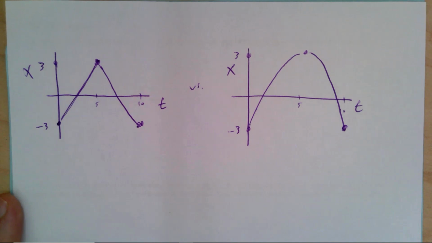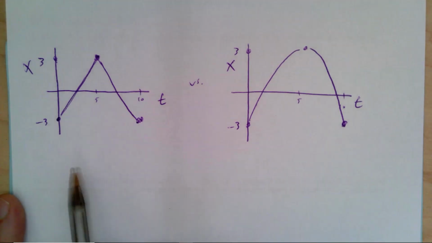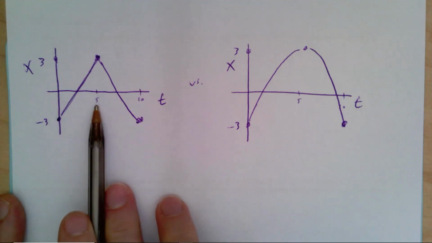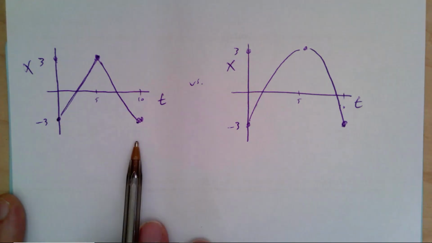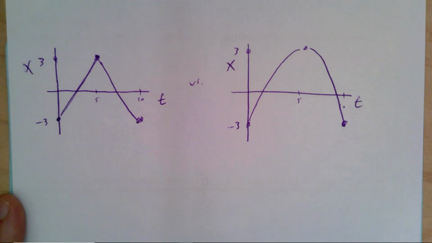So let's imagine two different versions of what the x of t function could look like. Here, I just wrote down the information from the problem as a graph. So at time 0, the x coordinate starts at -3. At time 5, it goes up to +3. And then at time 10, we go back to -3. Same information here, except I connected it with an upside down parabola.